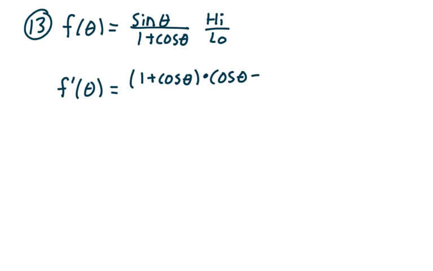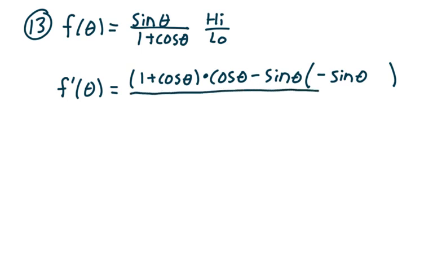Then I'm going to go minus, and then I'm going to write sine of theta times the derivative of low, which is negative sine theta, right? Because the derivative of a constant is 0. The derivative of cosine theta is negative sine theta. I'm going to take that whole thing and divide by 1 plus cosine theta raised to the second.